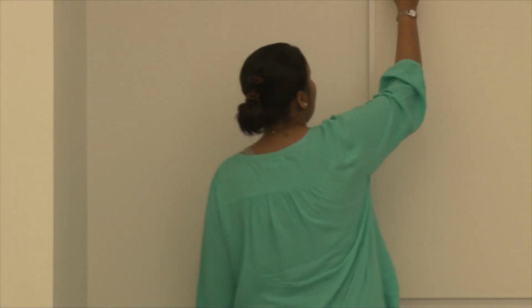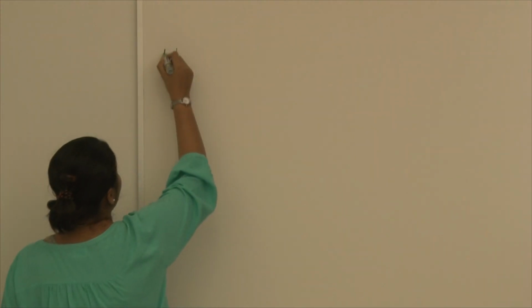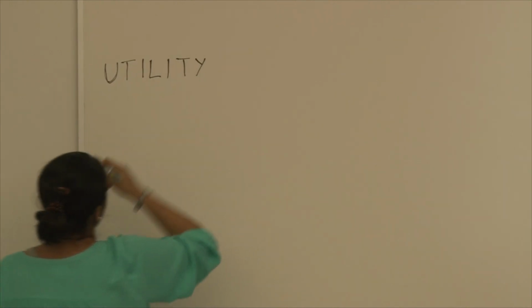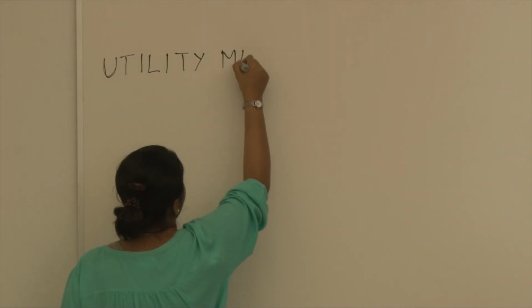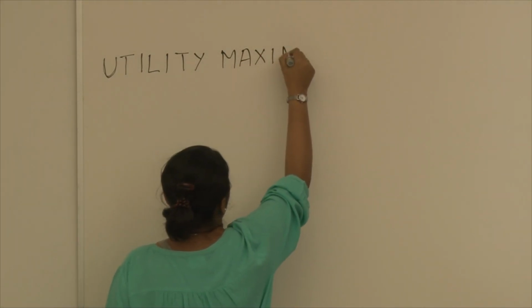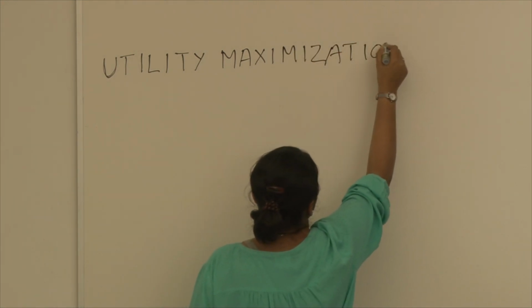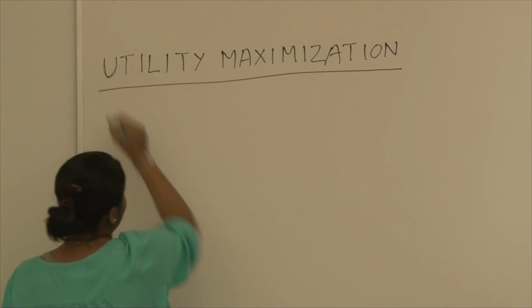I would not have done it in my principles class, but we are not going to go into too much detail, just like elasticity. We are just going to do stuff that you need for understanding the Grossman model later on. Okay. So, this is about utility maximization. Now, what do I mean by utility maximization?